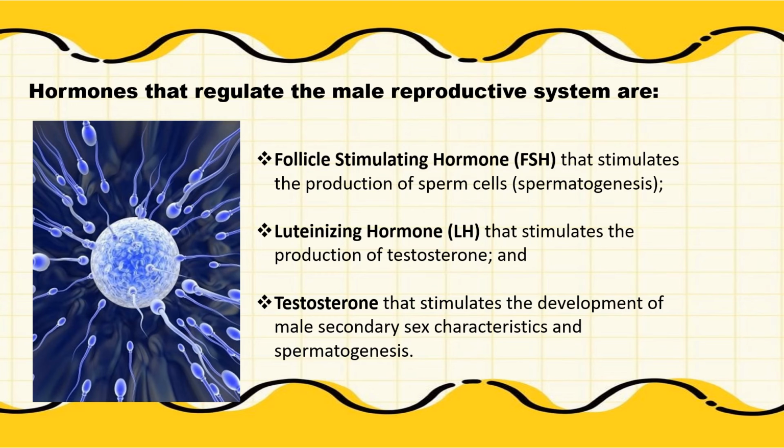When we say sex characteristics, na-mention natin kanina, katulad ng pag-develop ng mga Adam's apple, broadening of shoulders, yung pagkakaroon ng mustache, mga bigote. So, those are some of the examples of secondary characteristics.